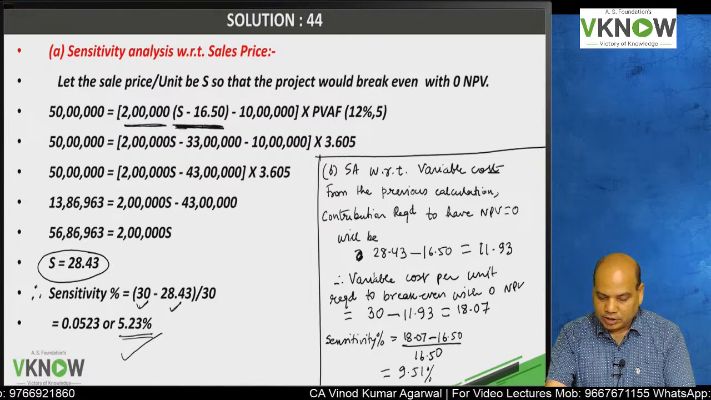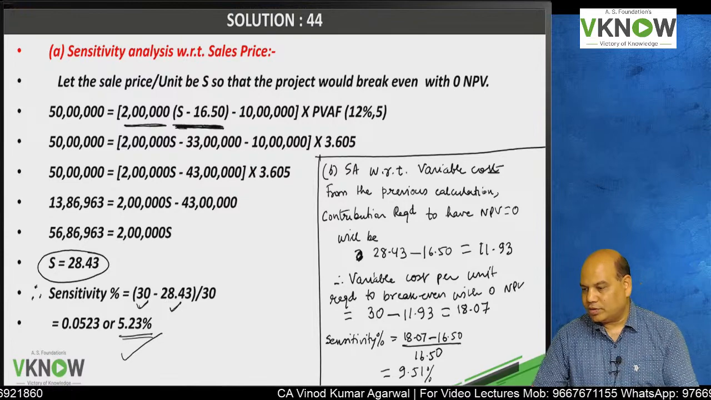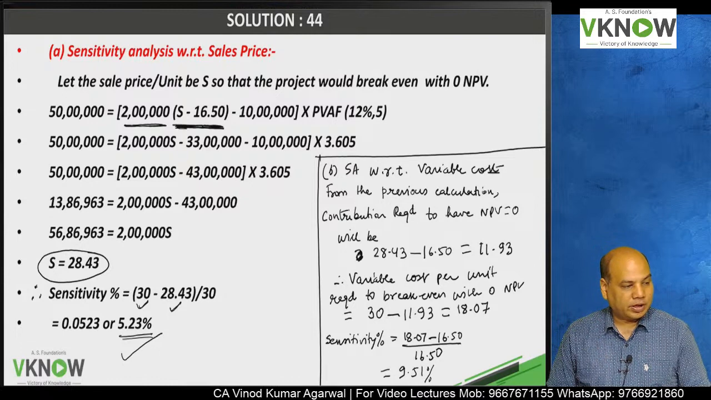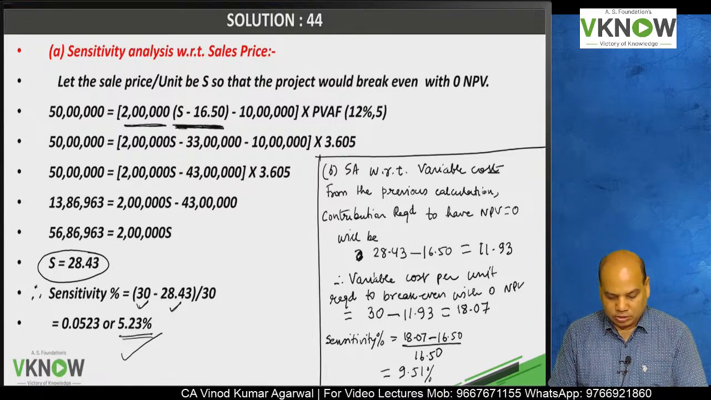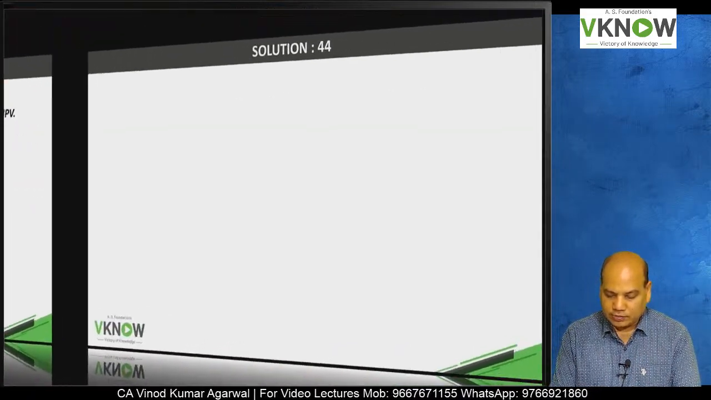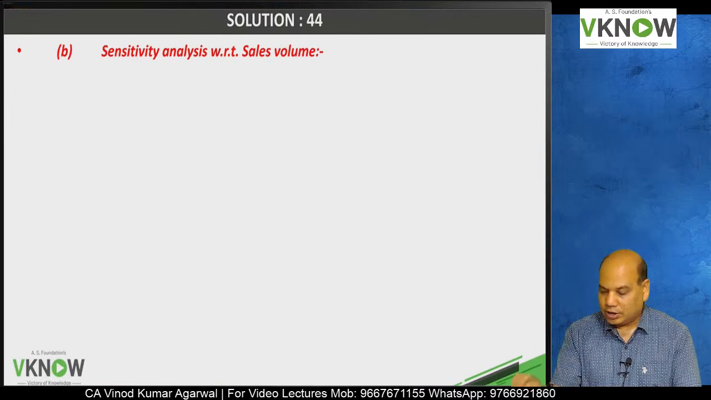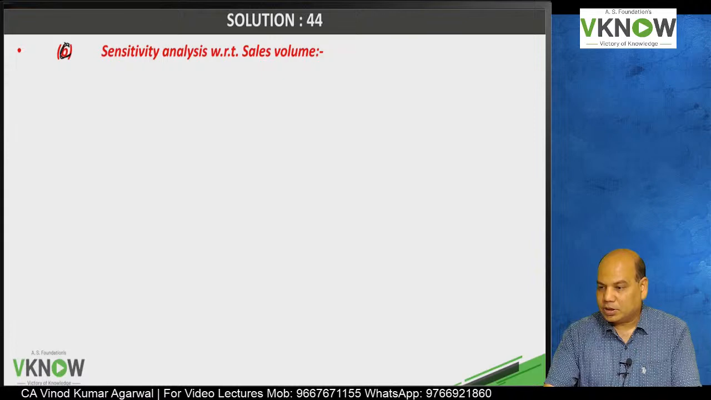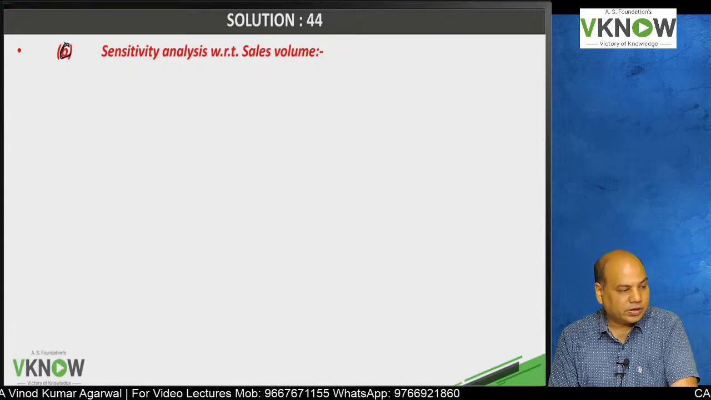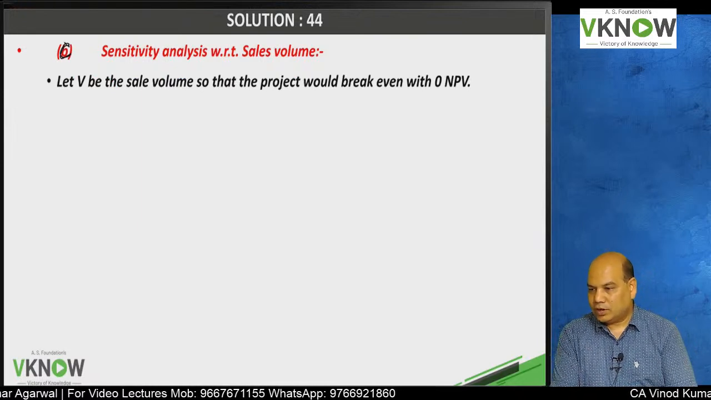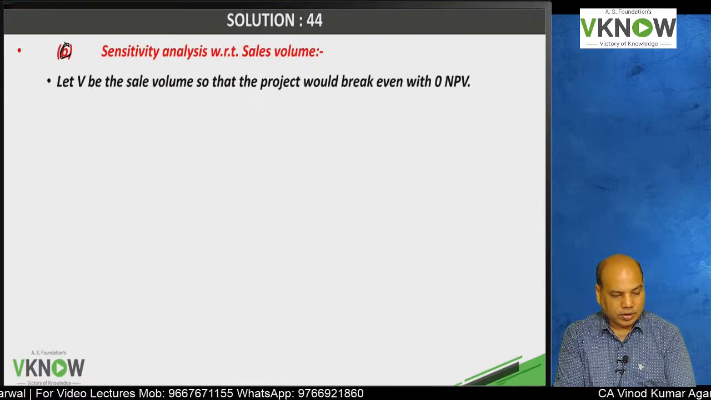So whenever selling price and variable cost per unit is asked in questions like this, the variable cost part can be done faster. And now one more thing is pending. As far as sensitivity is concerned, write down point C, sensitivity analysis with respect to sales volume. I will have to solve one equation.